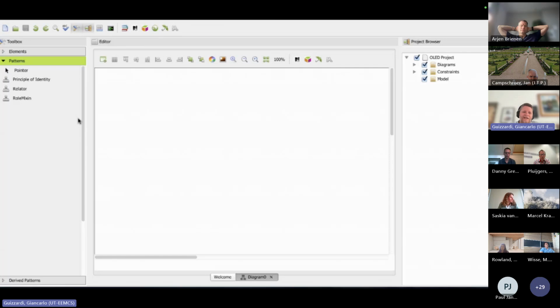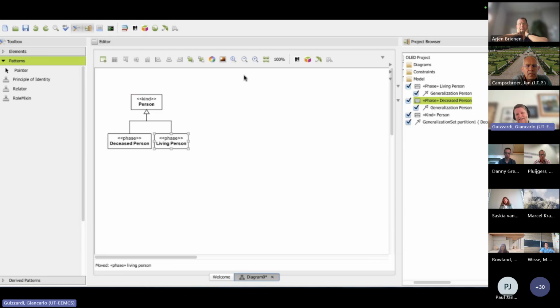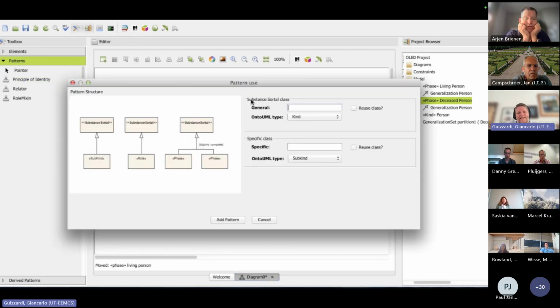And then you can build a tool that will leverage the fact that all constructs in the language come as patterns. For example, here I have person as a kind, and this person is a phase. If it is a phase, because you can always move out of a phase, but you cannot move out of the kind, you have to move into a phase of the same kind. Same thing here: organization is a kind, active organization is a phase. If it is a phase, again, there should be at least another phase of the same kind. So we have what's called the phase partition, a disjoint and complete generalization set of the same kind.